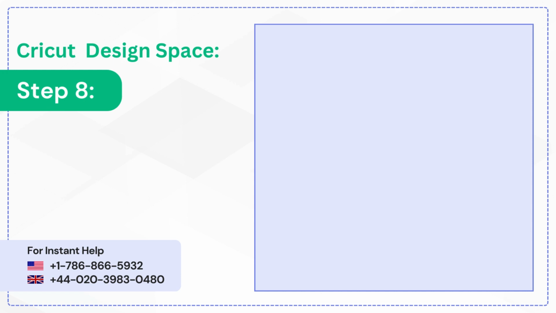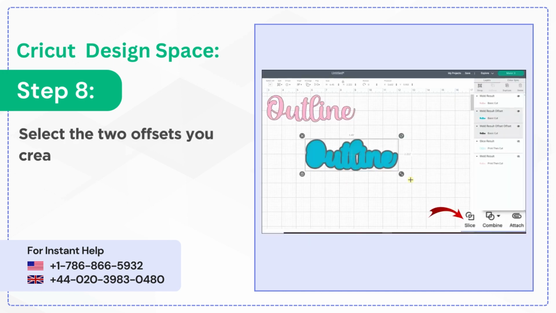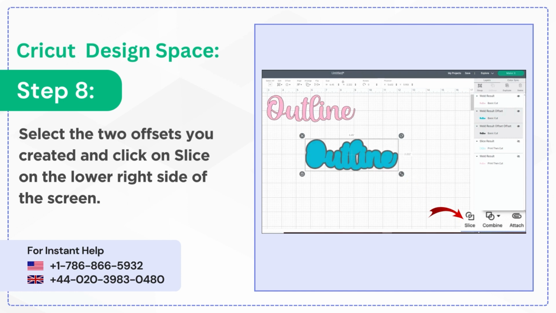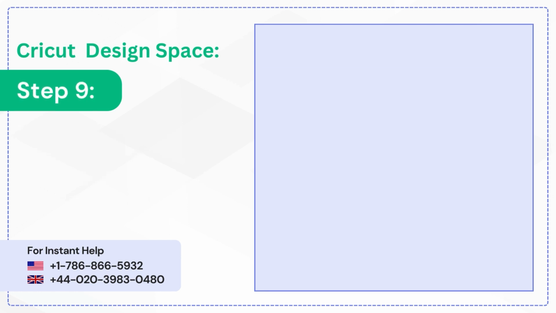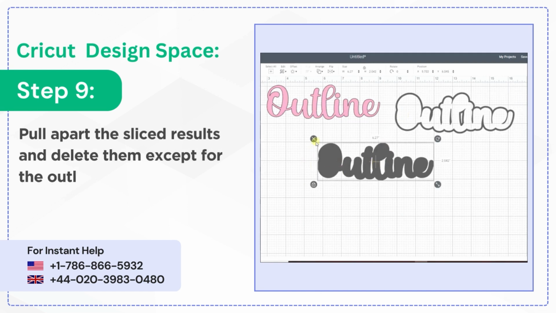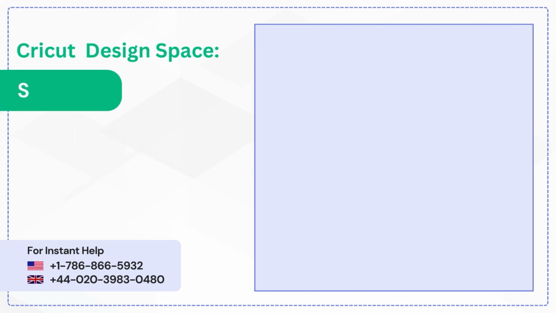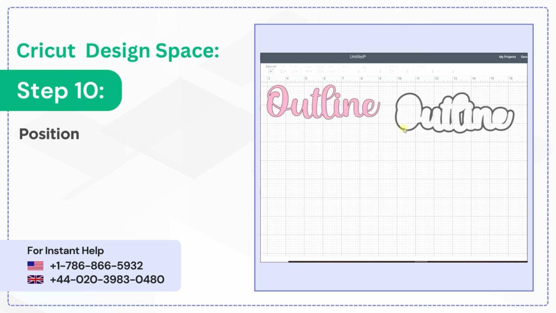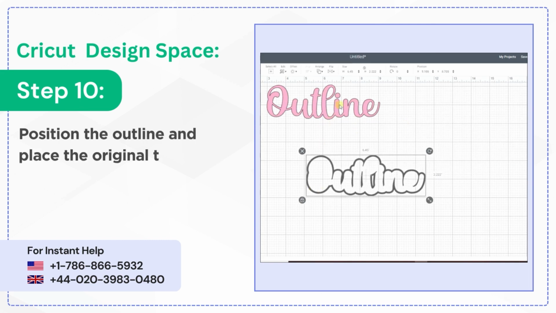Step 8. Select the two offsets you created and click on Slice on the lower right side of the screen. Step 9. Pull apart the sliced results and delete them except for the outline. Step 10. Position the outline and place the original text on top of it.